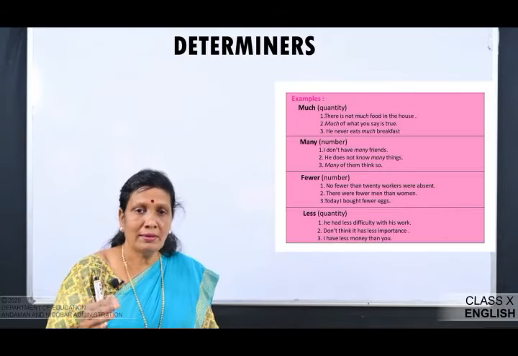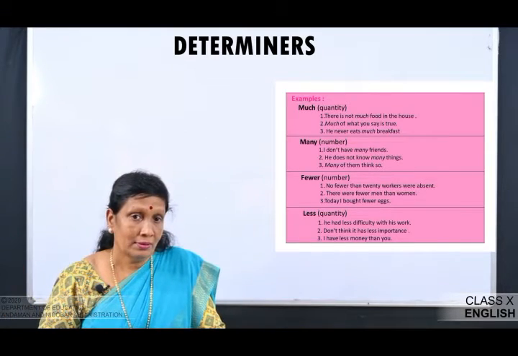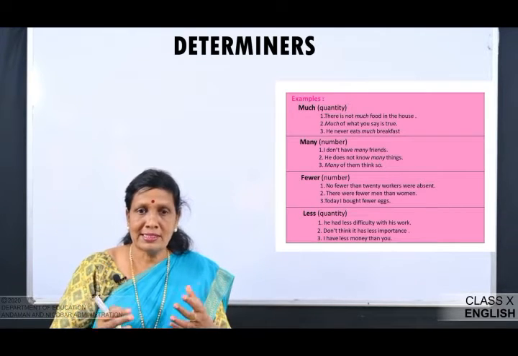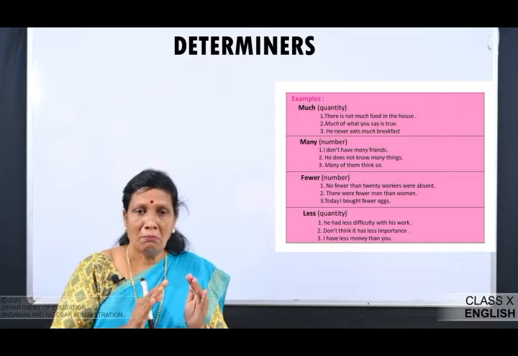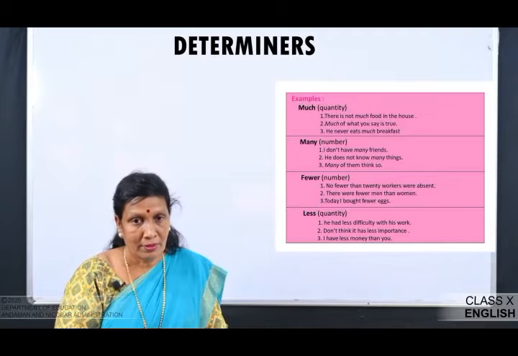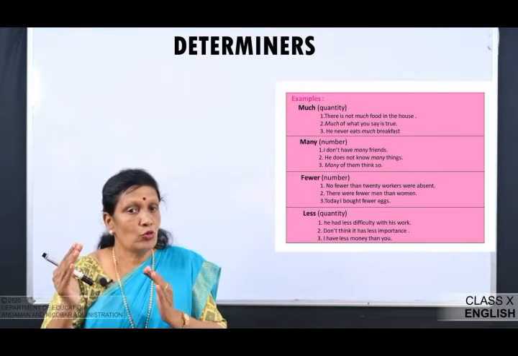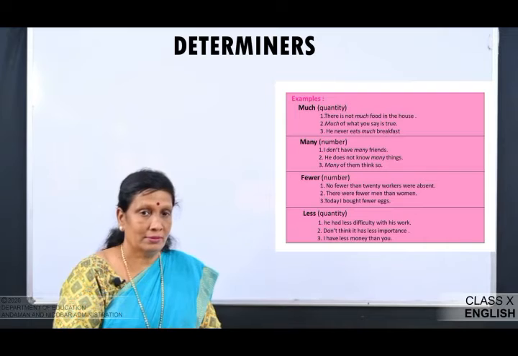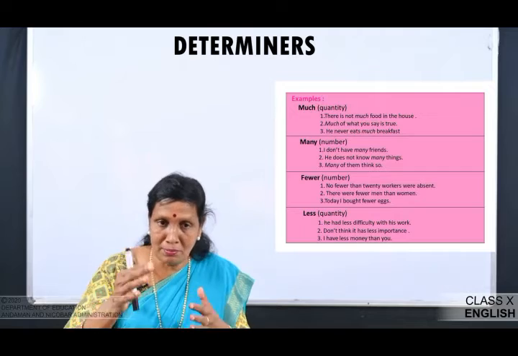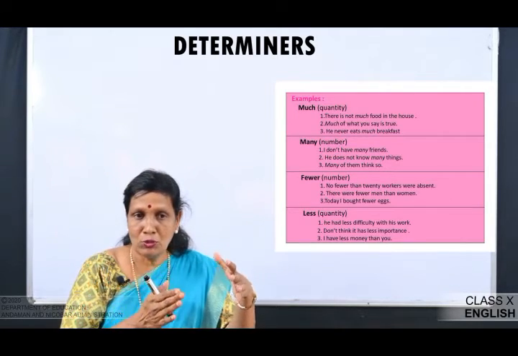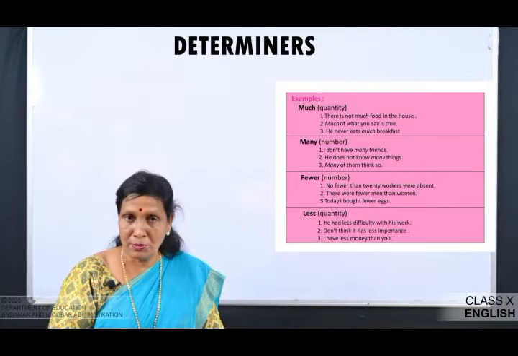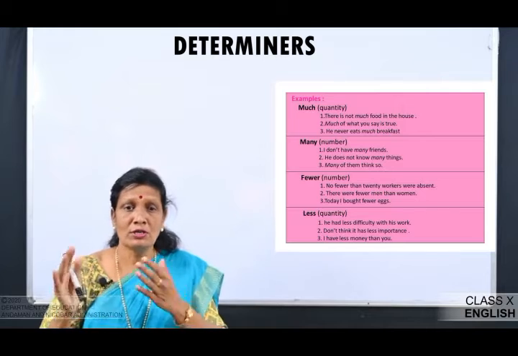There were fewer men than women. So here fewer has been used for comparing. Okay? The sentence talks about the number of men and women present there. So it says there were fewer men than women. Okay? So that means women were more in number. So there is a comparison. So we use fewer as a comparative determiner. Today I bought fewer eggs.